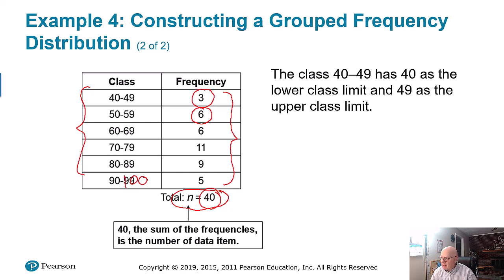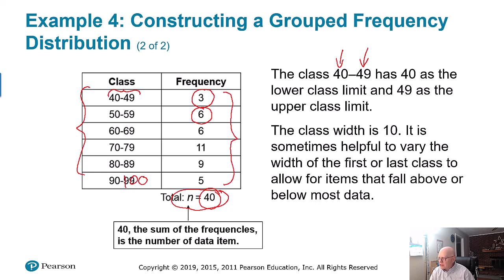Notice that the way we describe these classes, there's a lower class limit and an upper class limit for each of those classes. It goes from 40 to 49, and we don't have any gaps between them either, notice. You don't want any of those grades to have no class to fall into. The class width is 10.